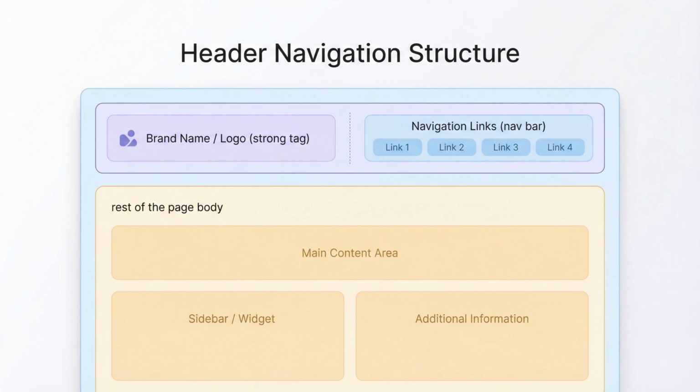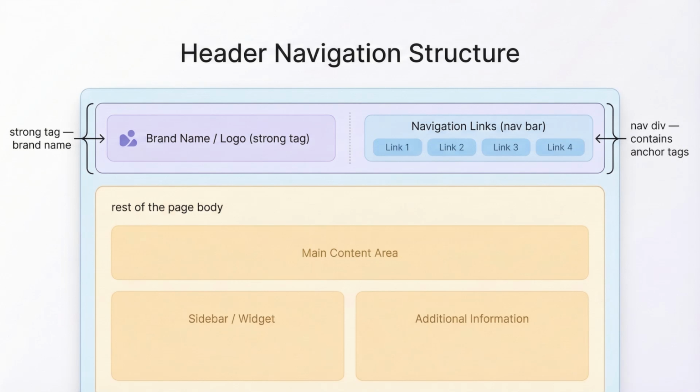Moving into the header section now. The header contains what's called a nav bar. And the key idea here is that you finish the header completely before moving on to anything below it. The header is divided into two parts. On one side, you have the brand name or logo wrapped in a strong tag, and on the other side, you have your navigation links.